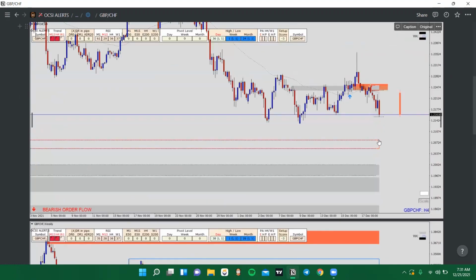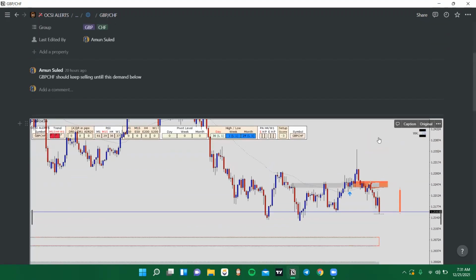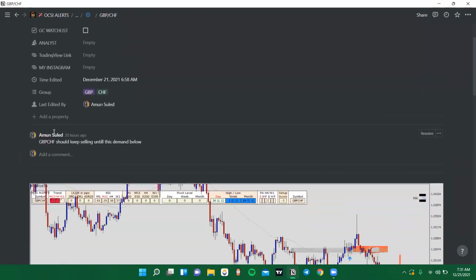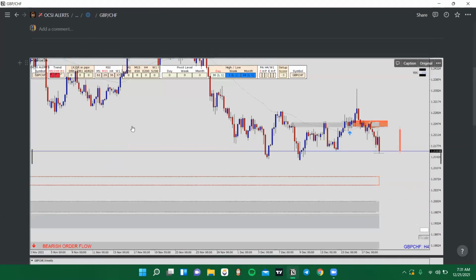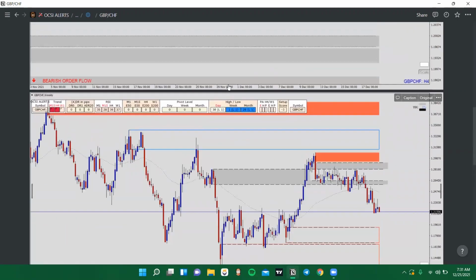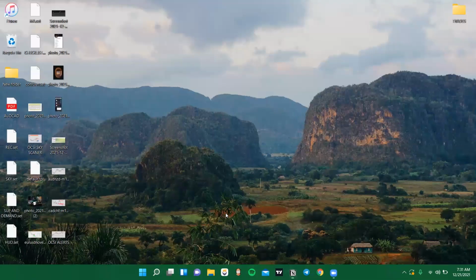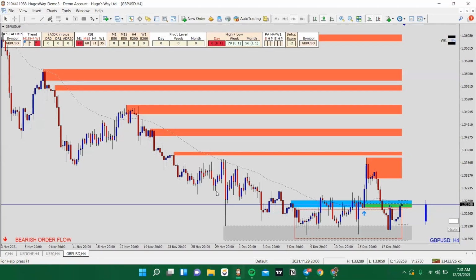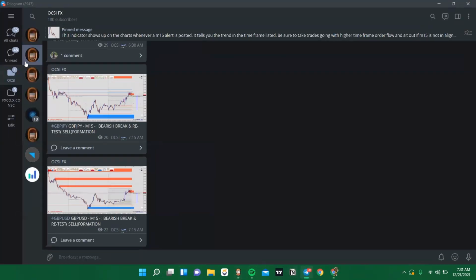And you can see it right here too. It is giving you a clear sell signal on H4. And I think I commented on this: GBP should keep selling until this demand zone below. So I'm going to add this. Now I know whenever the market scanner gives me a trade for GBP Swiss franc, I'm going to mostly agree with the sells.